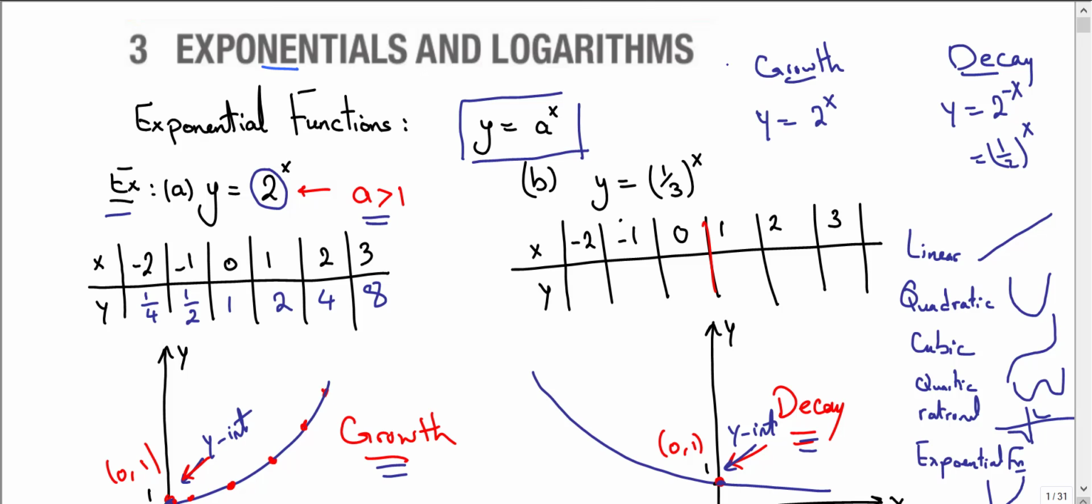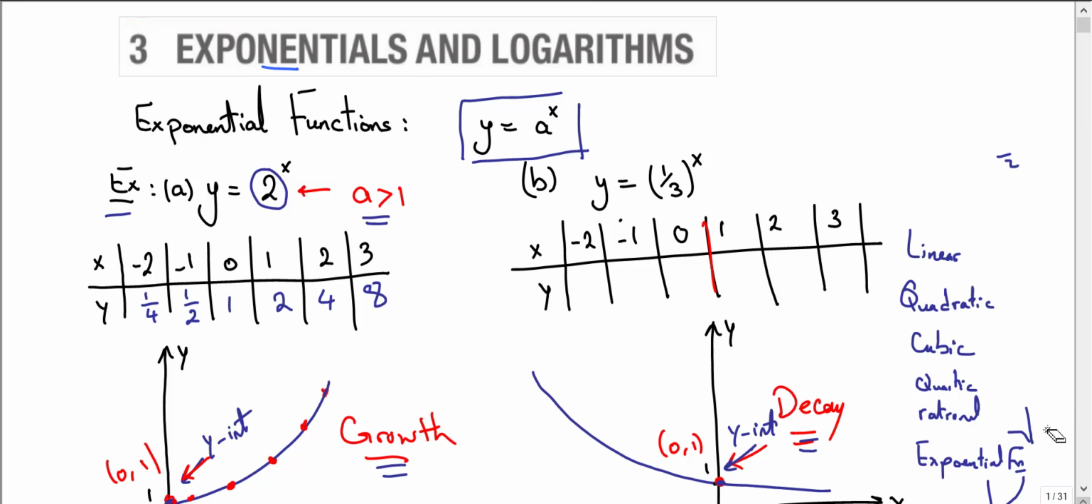I'm gonna explain again. This chapter is about exponentials and logs. Okay, exponentials and logs. Now I'm gonna explain it again. So let me erase this. Now first we have the exponential function. The exponential function takes the form y equals a power x.